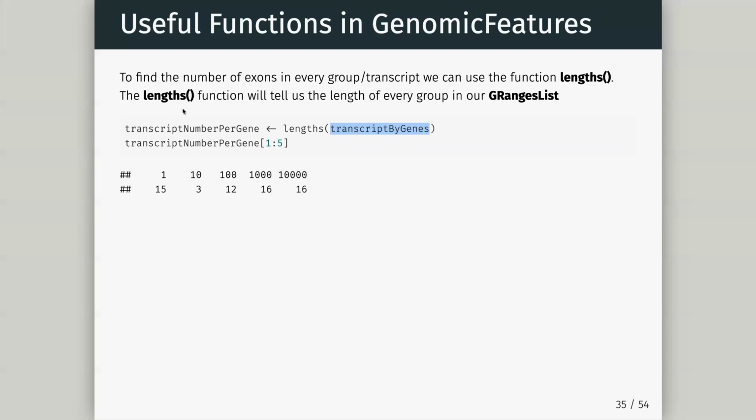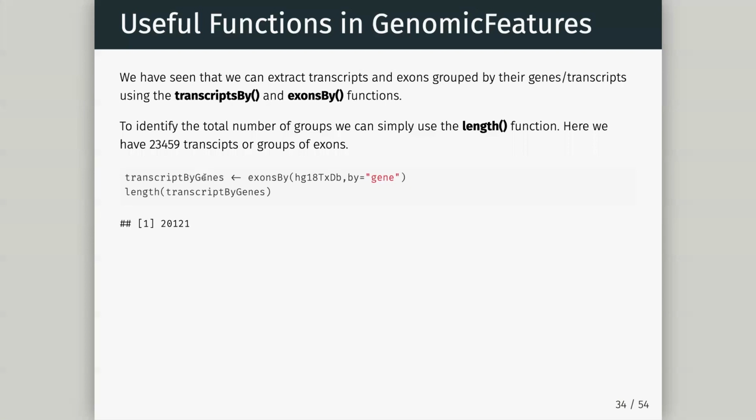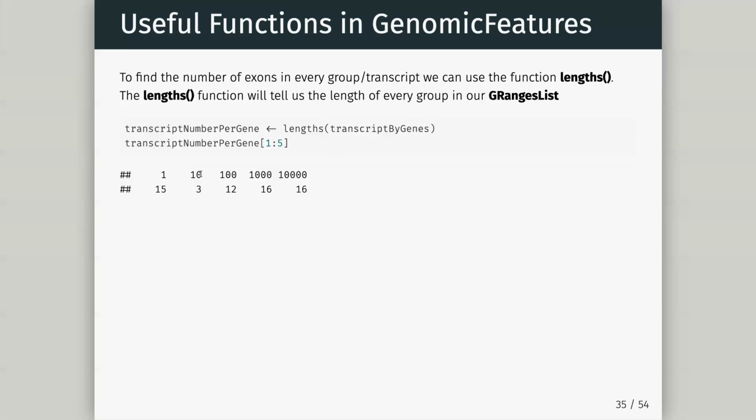So here it's telling me the first gene has 15 exons. I've done exons by gene, called it transcript by gene. And then for gene 10, I have 3 exons. For gene 100, I have 12. For gene 1000, I have 16. For gene 10,000, I have 16 exons.